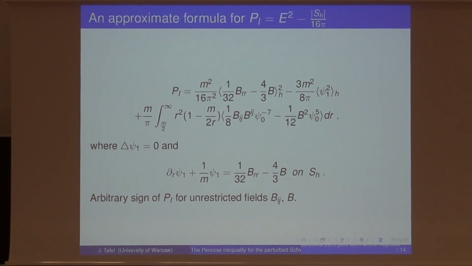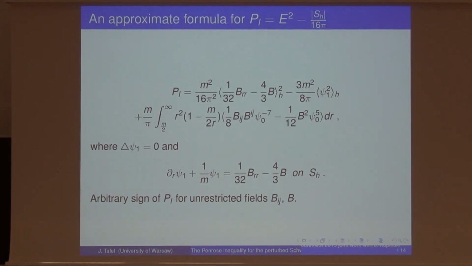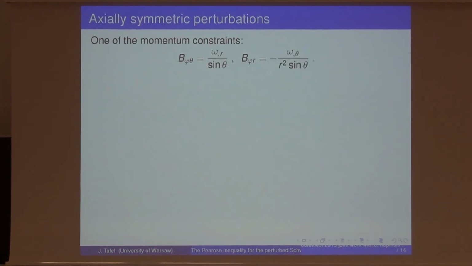In fact, as you see here, if we don't use the momentum constraint, then I can always produce any sign of this function here. Yeah, it can be positive or negative. I can do this as I want. So momentum constraints are really needed to prove the Penrose inequality or this group.